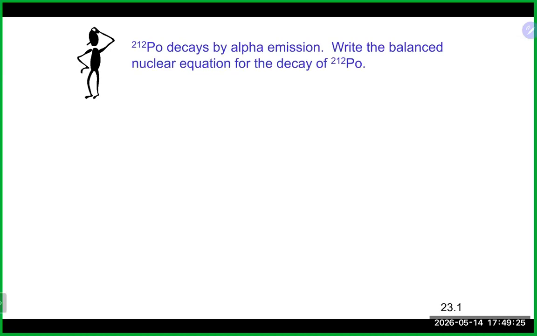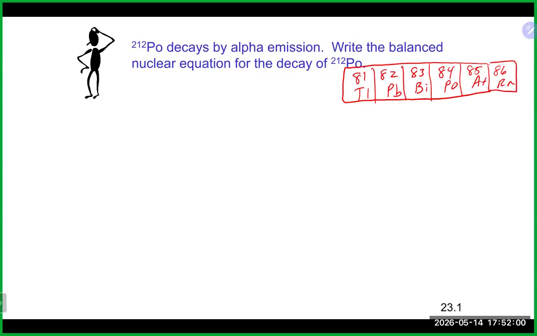All right, so why don't we try one here? Po-212 decays through alpha emission. Write the balanced nuclear equation. Okay, so let's take a look at this. Here we're going to start with our 212 Po, and it is going to decay through alpha emission. Again, emission means that that particle will end up on the product side, and you can use the alpha symbol if you want. You could also use the helium symbol. They're both okay, whichever way you want to roll with it.